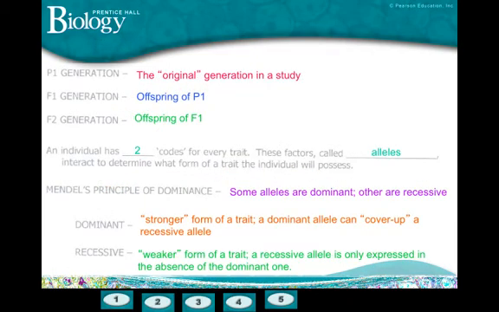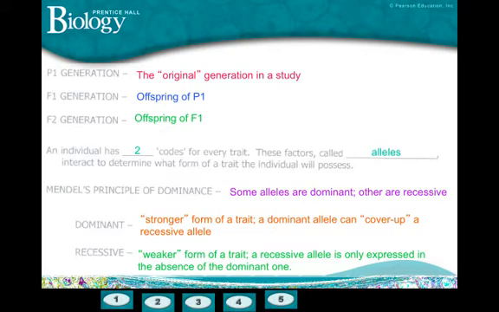And so how in the world did Gregor Mendel study these traits and actually discover that there was this factor that was being passed on? Well, there's some vocabulary that we need to talk about, okay? And you're going to use this vocabulary throughout this unit, so focus on these right now. P1 is known as the parental generation. It's the original generation in the study. It's the organisms that you're actually starting with, okay?